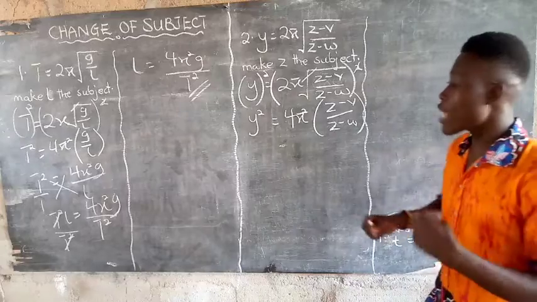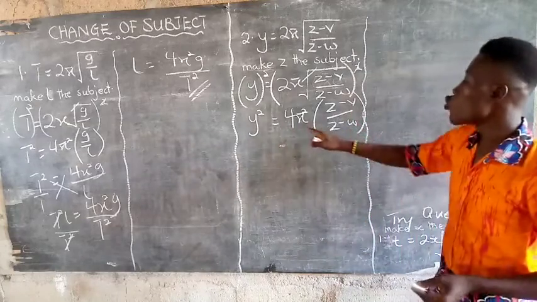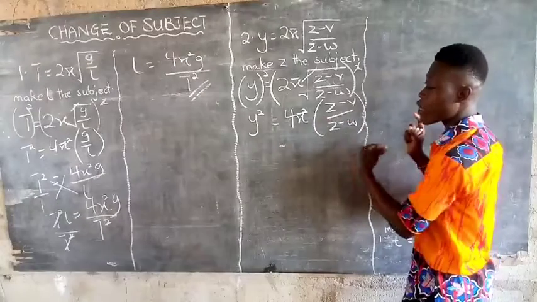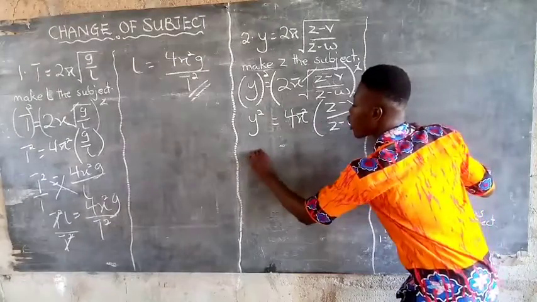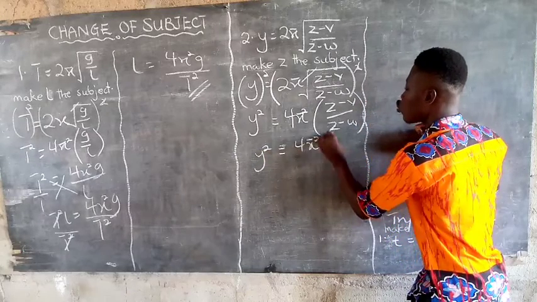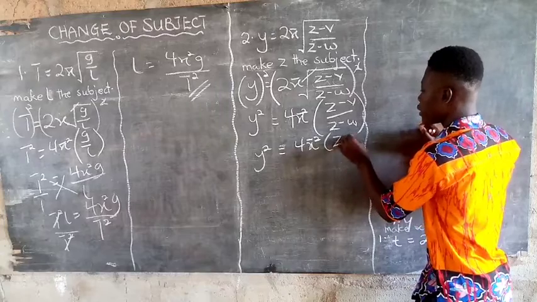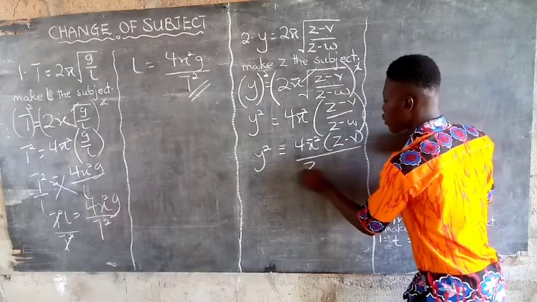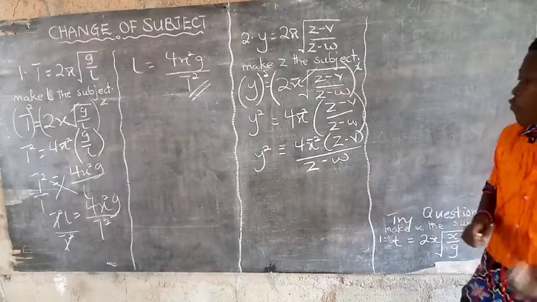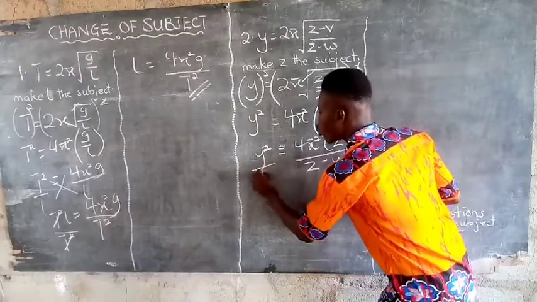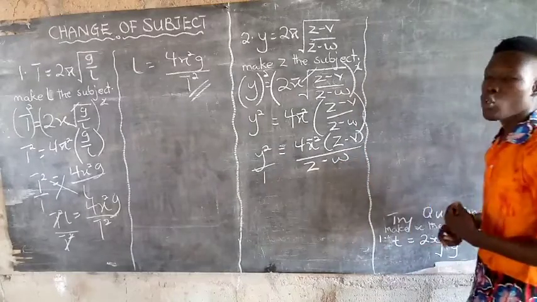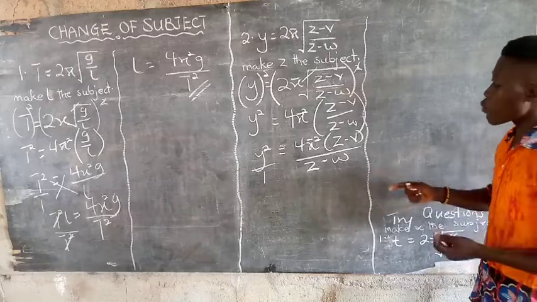Okay, from here, as we did in the first one, when it comes like this, you use the one outside the bracket to expand it. So using the one outside the bracket to expand it, our y squared will be equal to 4 pi squared into bracket Z minus v, the whole thing over Z minus w, because this one is multiplying it. From there, any number standing alone is over 1. So you can make this one over 1, then you use this one to expand it, then use this one also to do the same. Okay, so from there, this is how we do it.